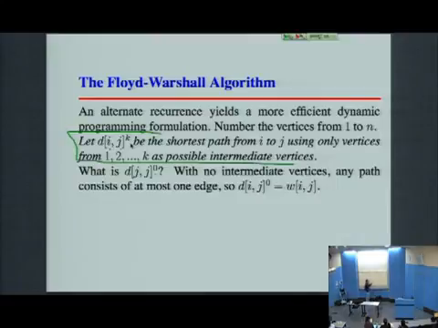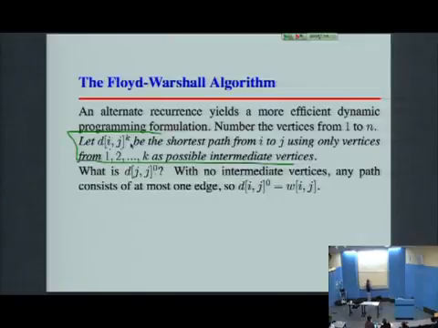What is the shortest path from vertex 1 to 3, where nothing is allowed to be used as an intermediary? What is the shortest path? Yeah? 4. Does everybody agree with that? What is the shortest path from 1 to 3 where vertex 1 is allowed to be used as an intermediary? Still 4. It doesn't change, right?